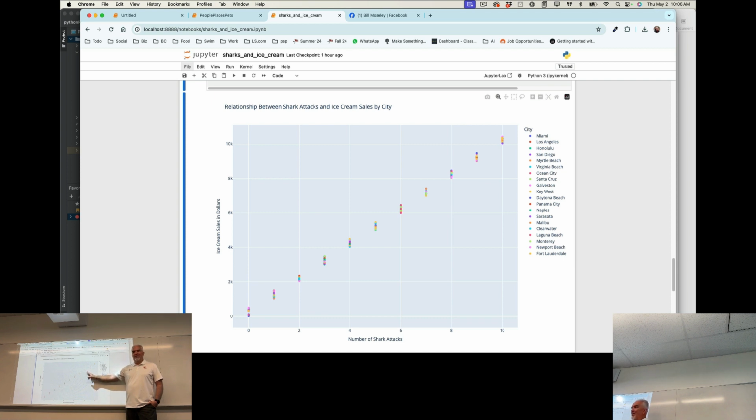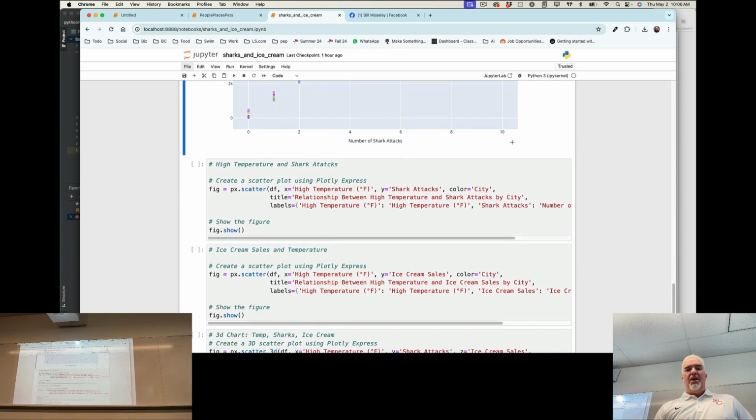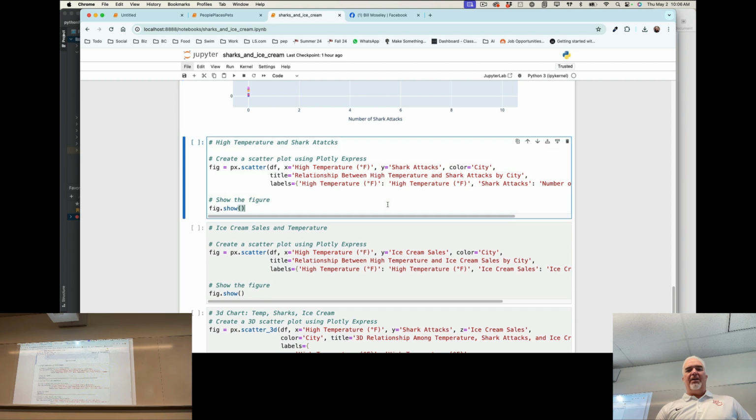Now, this is a classic example of don't assume that just because two things have a relationship, one causes the other, right? Shark attacks do not cause people to eat more ice cream. Eating ice cream does not cause you to get attacked by a shark. But they are positively related. And in fact, in real life, this correlation exists: shark attacks and ice cream sales. Interesting, right?